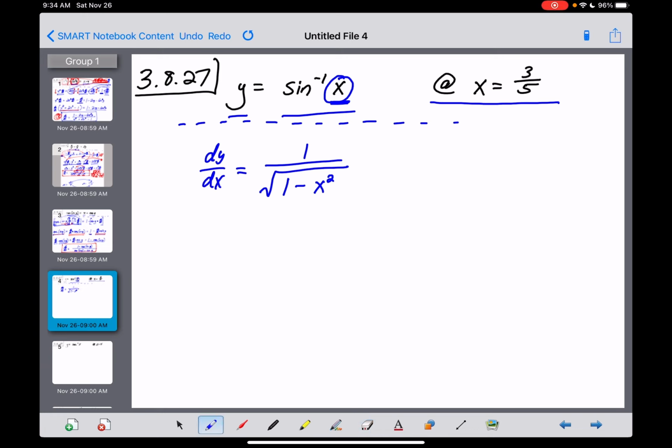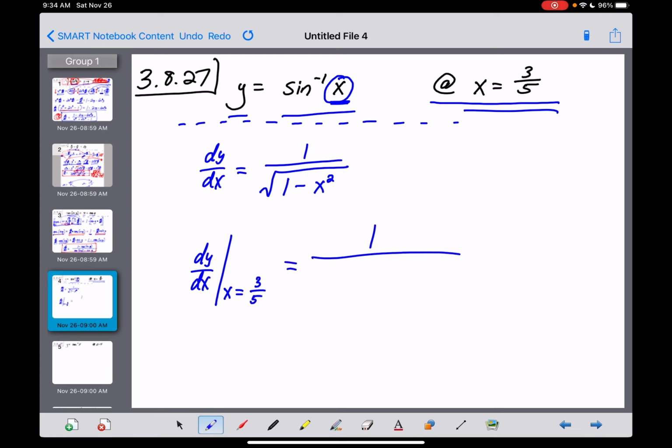That's it, guys. That's your derivative, which you have in your notes already. That's one that we knew. So now they want us to take that derivative, dy/dx, and evaluate it right here when x is equal to 3/5. So let's see what that one's going to look like.